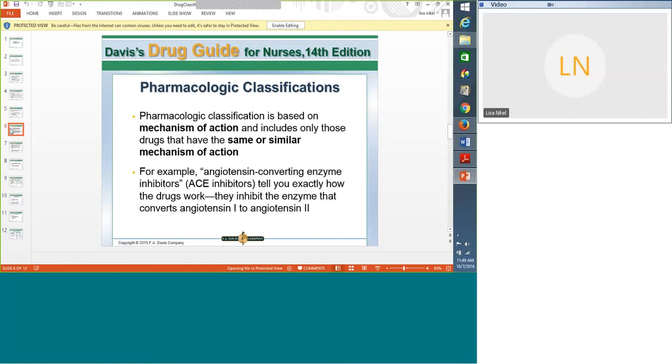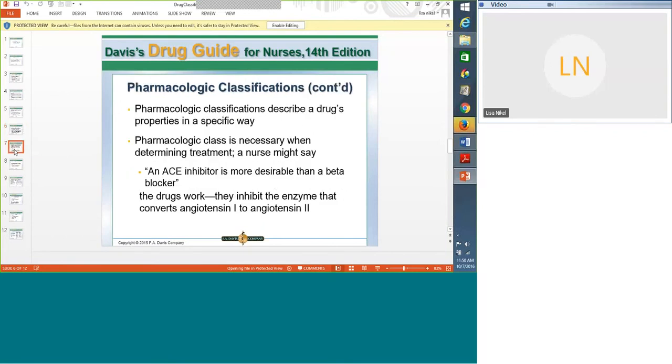Within the classification of pharmacology classes under antihypertensive, pharmacology classes are based on a mechanism of action and include drugs that have similar mechanism of action. So an example, ACE inhibitors are examples of a type of antihypertensive. ACE inhibitors tell you how the drug works. Well, they inhibit the enzyme that converts angiotensin 1 to angiotensin 2. We'll talk about that in our cardiac lecture. But the ACE inhibitors have the same or similar mechanism of action within a class of antihypertensives.